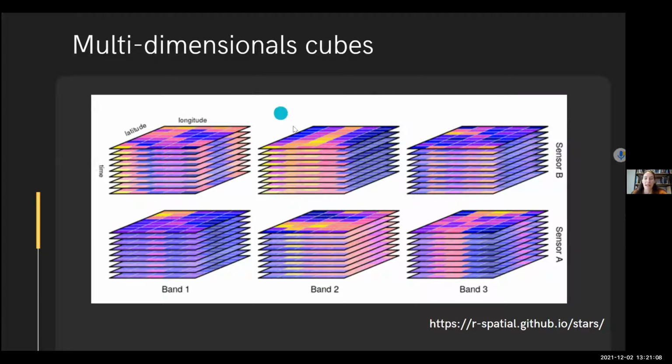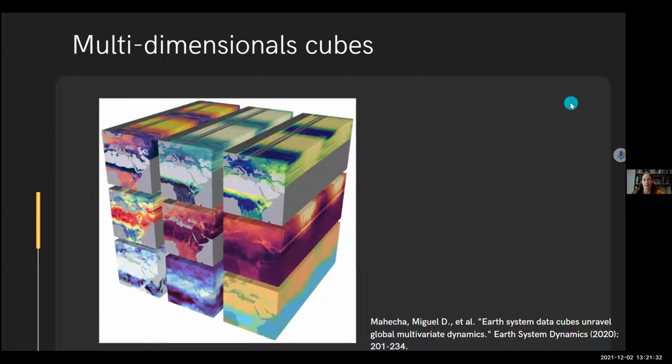I have different bands. For instance, the infrared bands, the visual bands, the radar bands, if I have. And for each of these multidimensional, I have, of course, latitude, longitude, and time. So also this kind of structure exists, and we can extend the dimensionality for different variables.